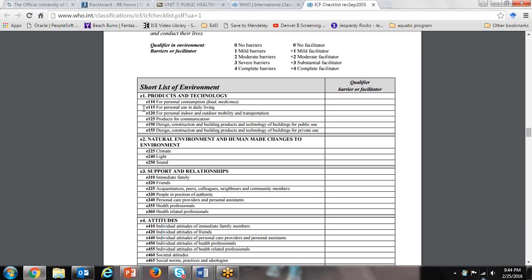So products and technology for personal use in daily life, the augmentative communication is a substantial or complete facilitator. So it would be a +3 or a +4 because that technology used in the daily life is facilitating their participation, is facilitating their ability.